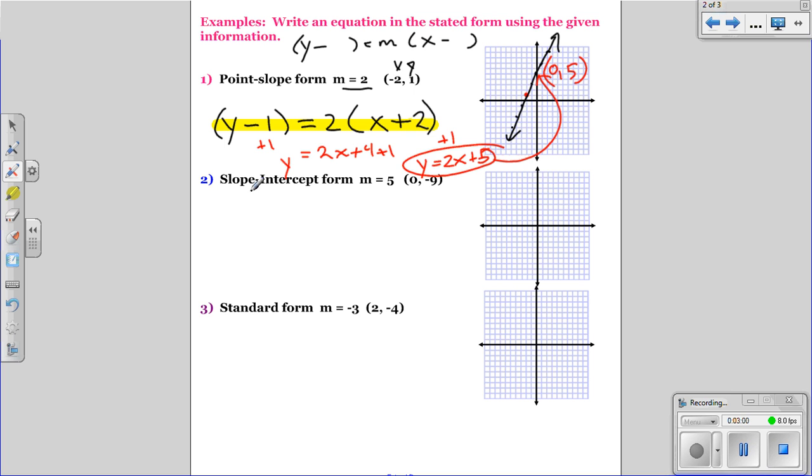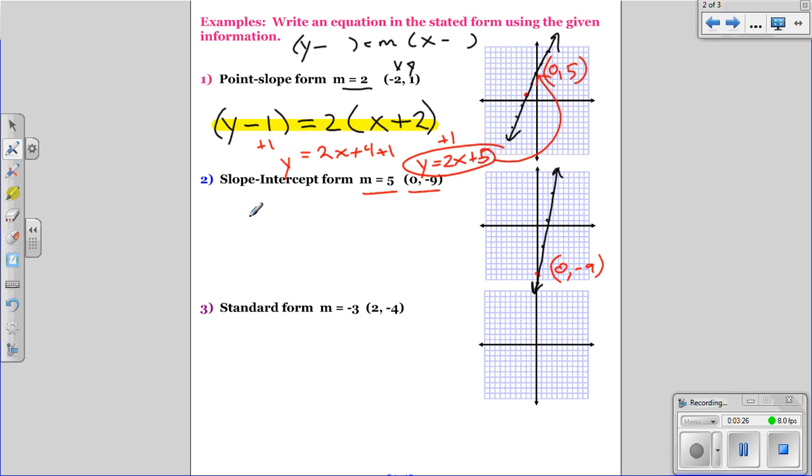Now here, slope intercept form, we have the slope and the starting point is 0, comma -9. So 0, comma -9, there's my starting point. And then we go from there, direction, which is slope. Up 5, 1, 2, 3, 4, 5, and over 1. Up 5, over 1, up 5, over 1, and we could draw our line in.